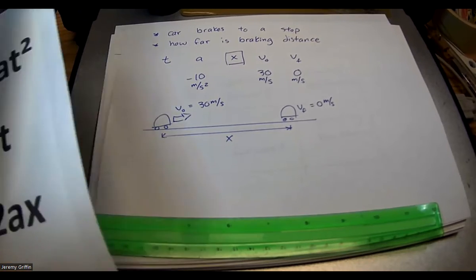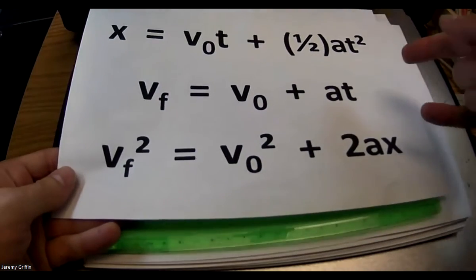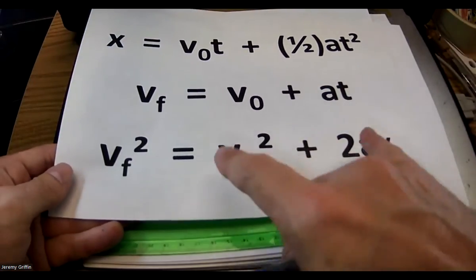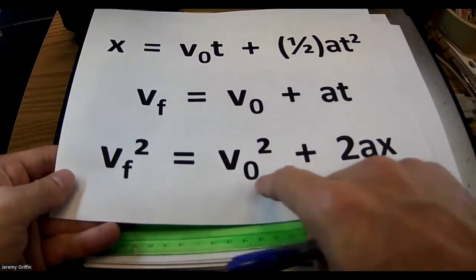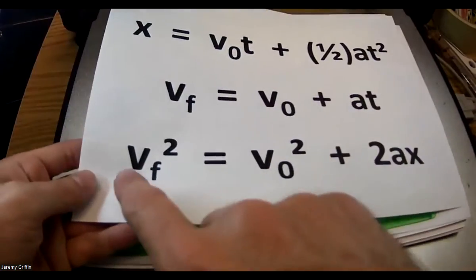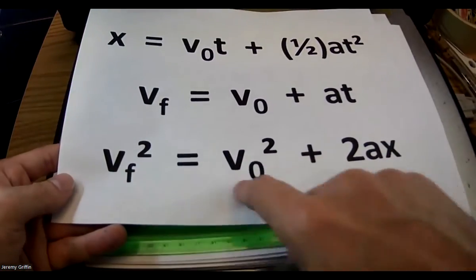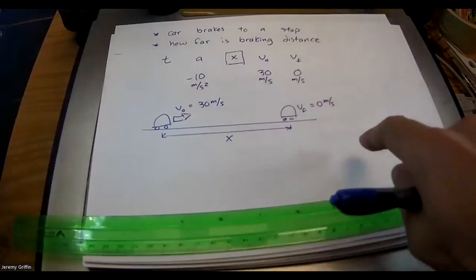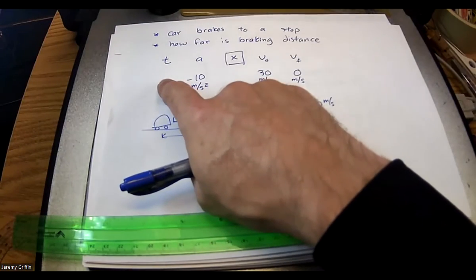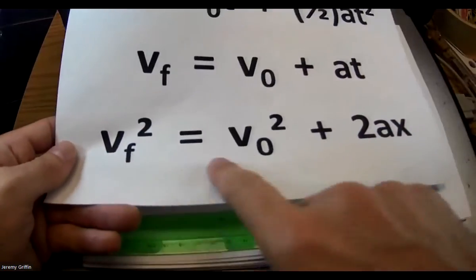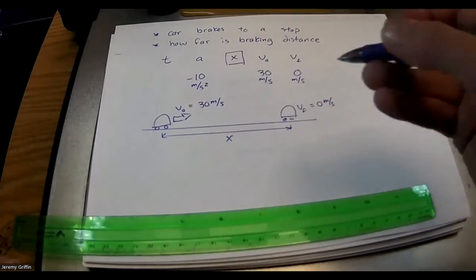I'm hearing different candidates, the second and the third. You could actually solve it multiple ways. The most direct way to solve it would be the third one. Notice which variable is not listed in the third one: time. And notice how I did not give you time and I'm also not asking for time. That's usually an indication that the third equation is the fastest way to solve it. So let's do it that way first.